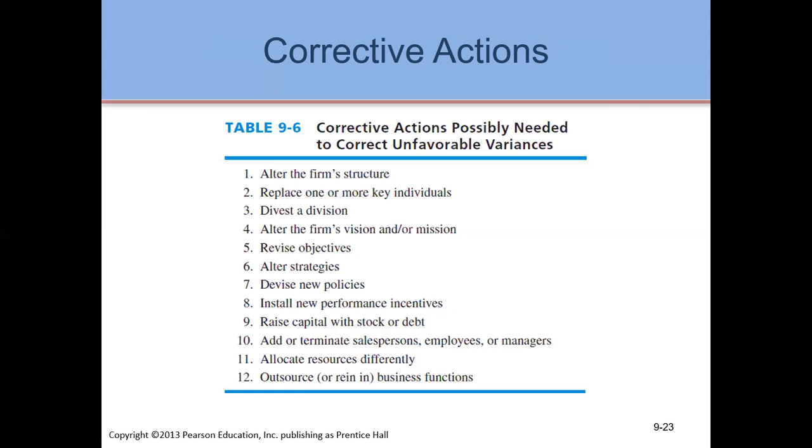Your book is talking about certain corrective actions, possibly needed to correct unfavorable variances in our performance. The first corrective action is to alter the firm's structure. The second can be to replace one or more key individuals. The third option is to divest a division. The fourth alternative can be to alter the firm's vision and mission. There can be revised objectives. We can change strategies. We can devise new policies. We can install new performance incentives. We can raise capital with stock or debt. We can add or terminate salespersons, employees, and or managers. We can allocate resources differently. And we can even go for outsourcing our business functions.